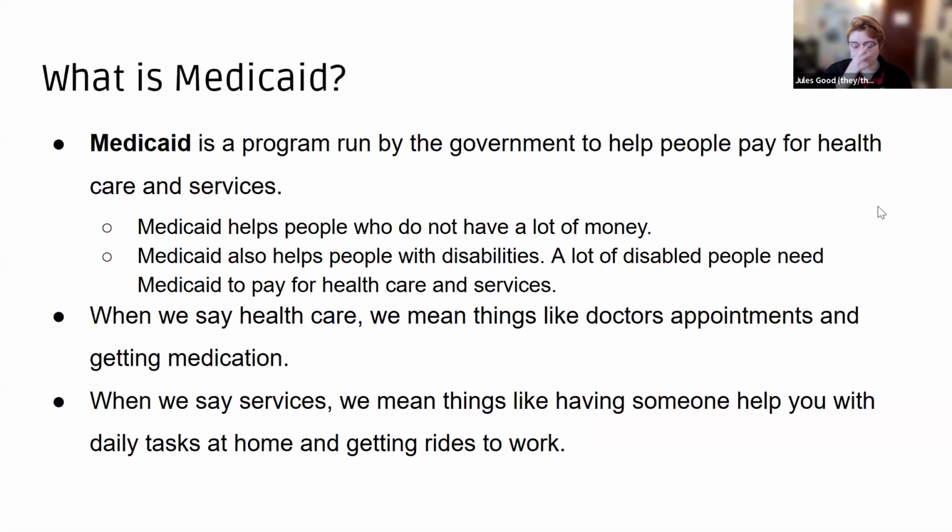So, this might be a review for some of you, but just so we're all on the same page, let's review what is Medicaid. Medicaid is a program run by the government to help people pay for healthcare and services. It helps people who don't have a lot of money, it helps people with disabilities. A lot of disabled folks need Medicaid to pay for healthcare and services. When we say healthcare, we mean things like doctor's appointments and getting medication. When we say services, we mean things like having someone help you with daily tasks at home, maybe getting rides to work, things like that.